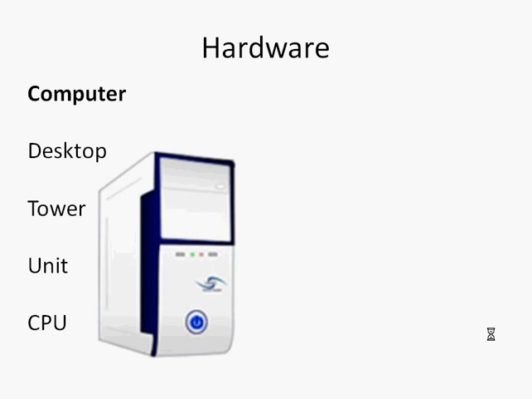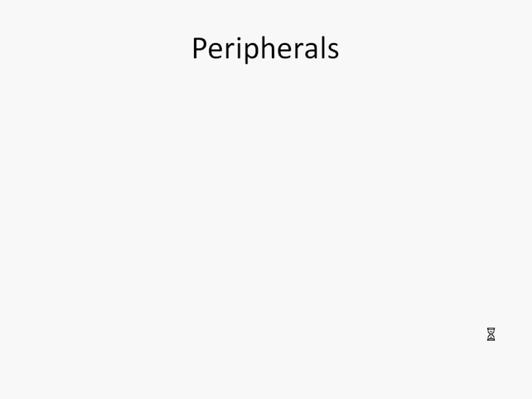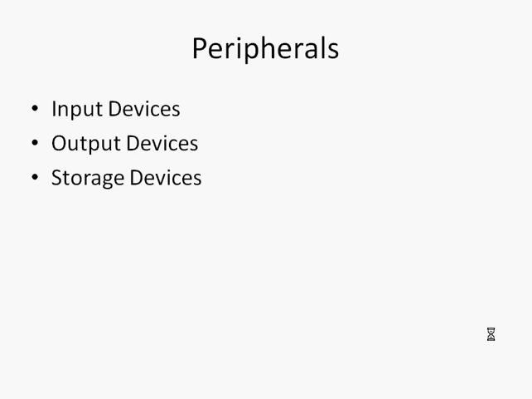The other subcategory that we can place on hardware is peripherals, and those are all the things that we can attach to our computer, such as monitors, keyboards, mice, printers, etc. Peripherals, the things we attach to computers, can be divided into three further categories: input devices, output devices, and storage devices. Input devices are the bits of hardware that we use to input things into the computer.